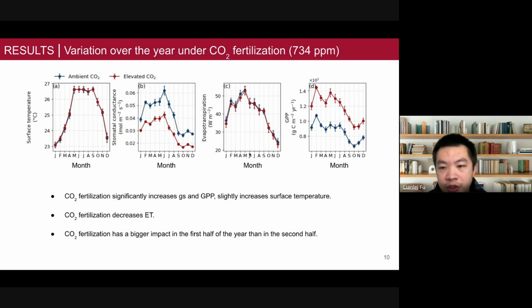And conversely, GPP shows a large increase under the elevated CO2, with an annual rate of about 300, driven by the enhanced photosynthetic activity. This result highlights the interplay between CO2 levels and plant water-carbon dynamics, emphasizing the importance of accounting for stomatal conductance sensitivity in climate simulations.